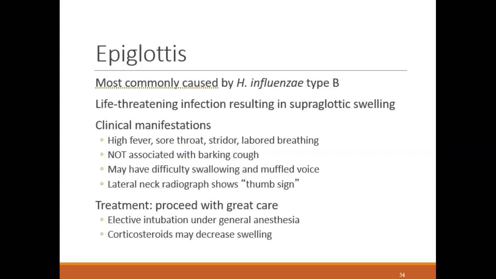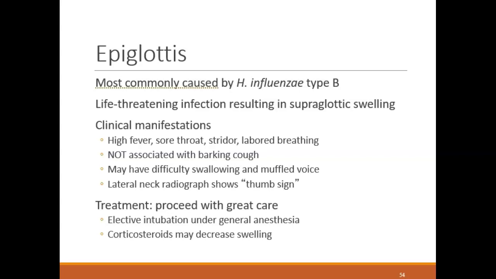You are going to want to get a lateral x-ray of the neck, and that is going to show the hitchhiker thumb sign from the swollen epiglottis. If you look in your book on 716, you will see that prominent thumb sign that indicates the epiglottis is very swollen and is obstructing the airway. So the proper treatment for this is sending these kids to the OR to get electively intubated.